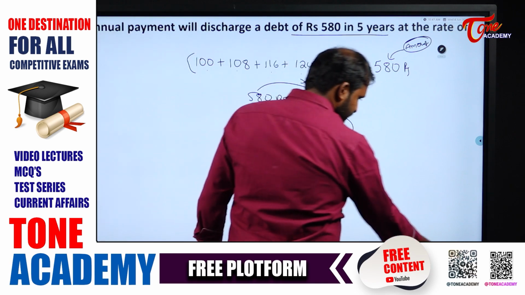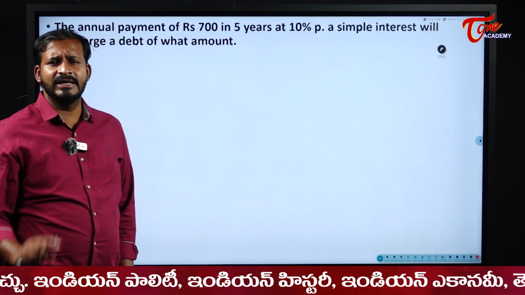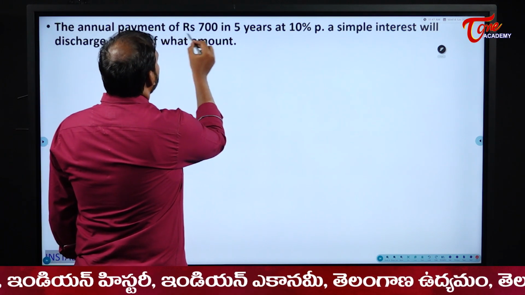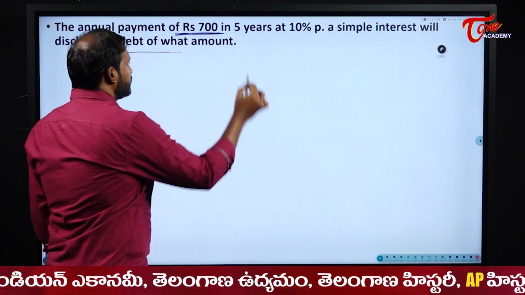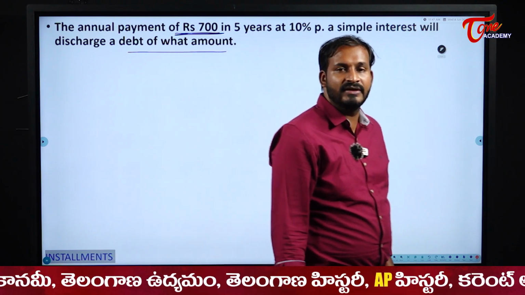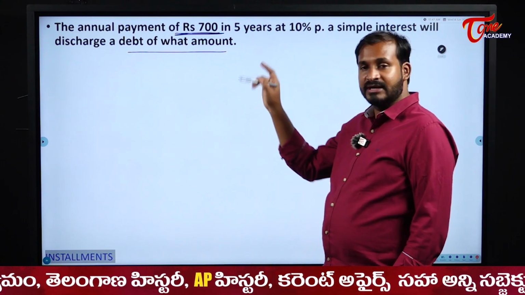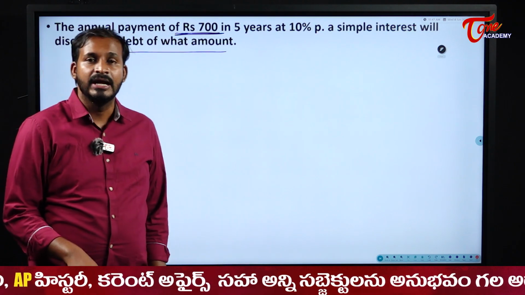Next one. We will see the next one. Pause the video and try to solve it. Similar one, but a little bit different. Here they have given an annual payment of rupees 700 in 5 years, and it will discharge a debt of what? See, till now in all the examples they gave us the debt and we found the annual installment. But in this question it is reverse. They have given us the annual installment and they are asking us to find the debt.